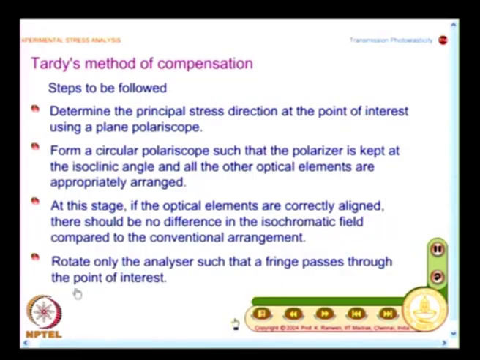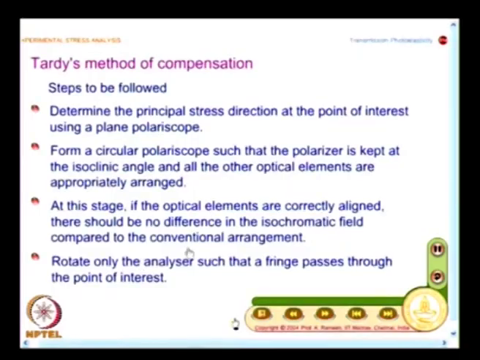Then finally, you rotate only the analyzer such that a fringe passes through the point of interest. So, from this axis I should find out what is the angle by which the analyzer is rotated. I should know what the reference axis is before I start rotating the analyzer. That becomes the reference axis, then I start rotating it until a fringe passes through. What are the possibilities? I can rotate the analyzer clockwise as well as anti-clockwise. So, both will give some numbers. So, we need to know how to interpret this.